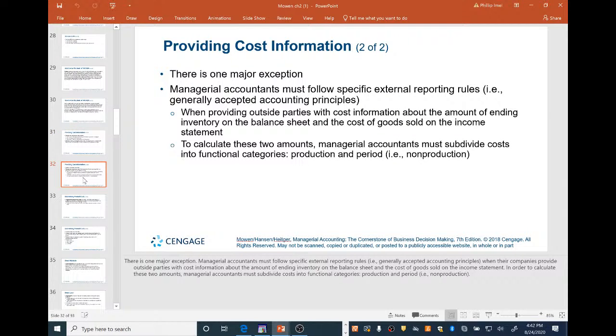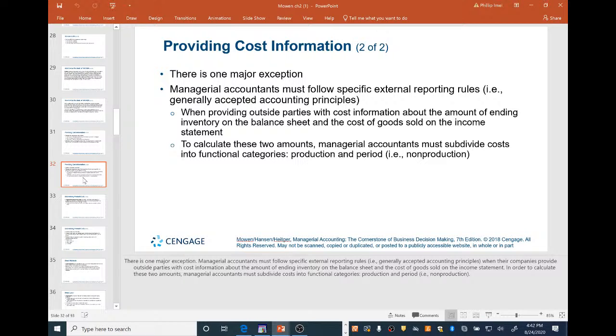There is a major exception, though. We talked about last class the difference between financial accounting and managerial accounting, right? And what was the main difference between the two? Remember, managerial accounting is for internal users mostly, for decisions based into the future, whereas financial accounting is for external users and it's based upon historic information, right?